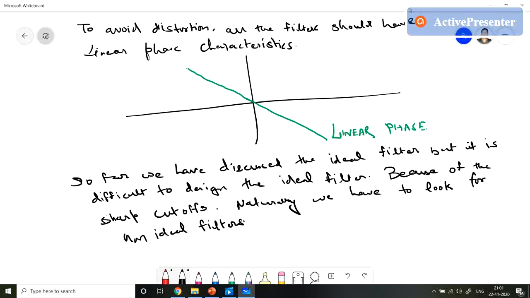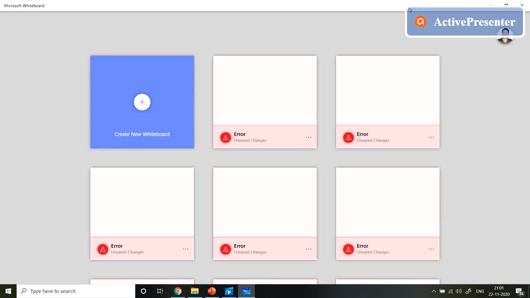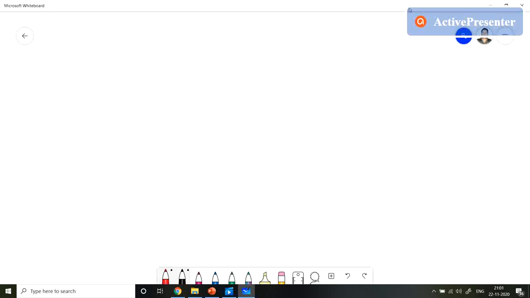So let us discuss the non-ideal low pass filters.